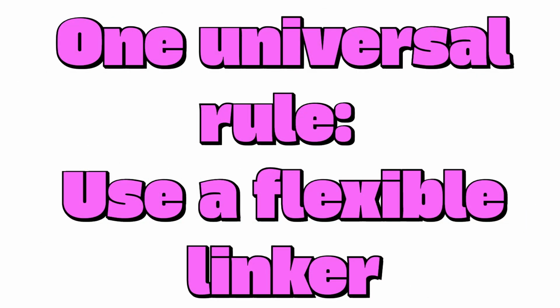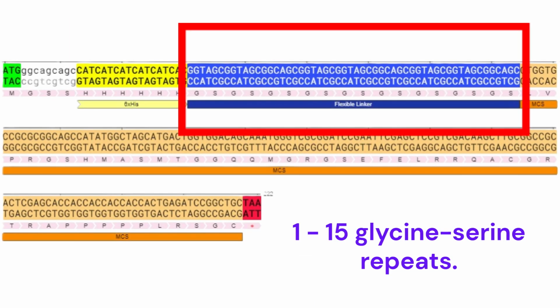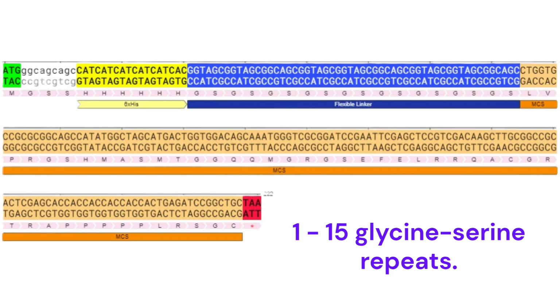To prevent steric clashes and improve accessibility for antibodies or affinity beads, always include a linker between the tag and the protein. A short glycine-serine repeat such as GSGSG, up to 6 repeats, is common, but for better accessibility, especially with bead-based purification, the linker can be extended up to 15 repeats.